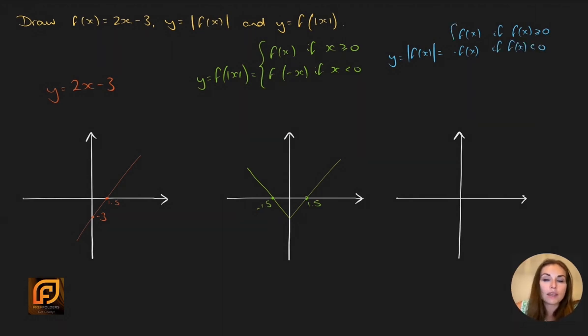To graph y equals the absolute value of f of x, which equals the absolute value of 2x minus 3, we take the graph of y equals 2x minus 3 and we reflect the part of the graph where y is less than 0 in the x-axis. Then we discard what was there. So we reflect this part in the x-axis and discard what was there. So this is the graph of the absolute value of 2x minus 3.